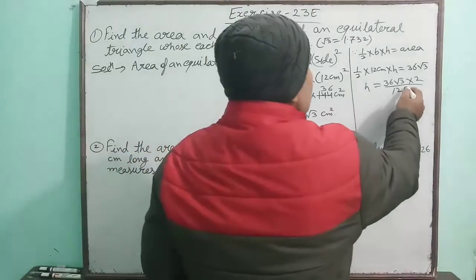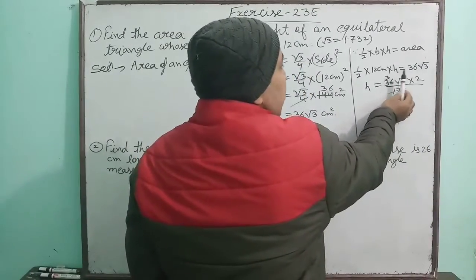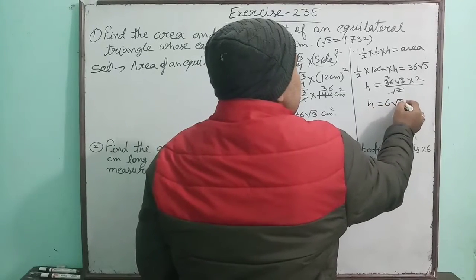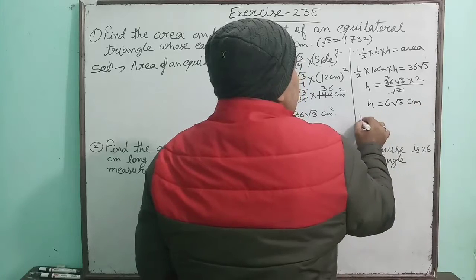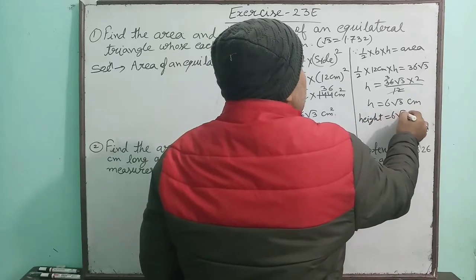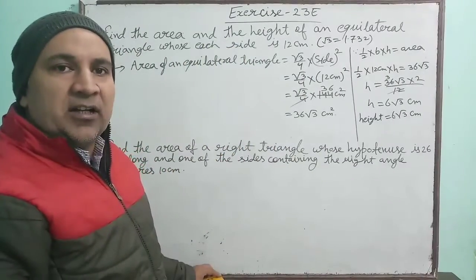Now solve it. 12 divides 36, 3 times. 3 will be multiplied by 2. So 6 into root 3 centimeter is the height. 6 into root 3 centimeter is the height of the triangle.